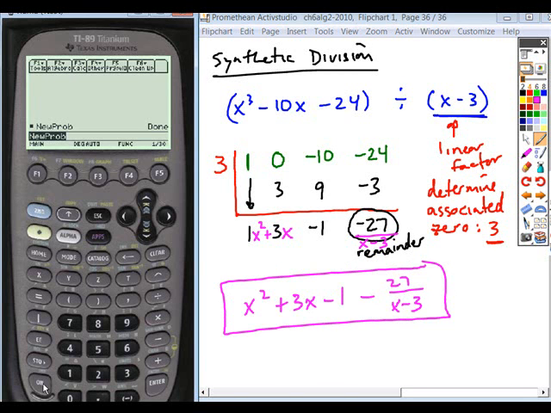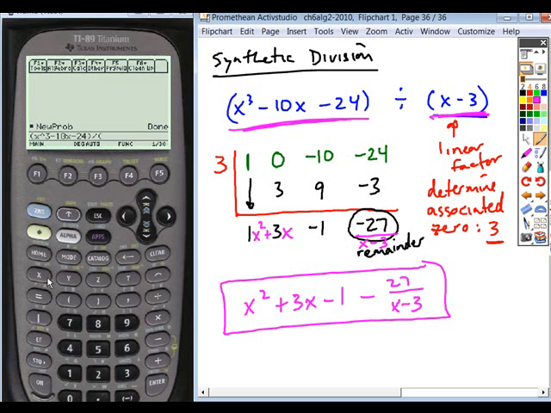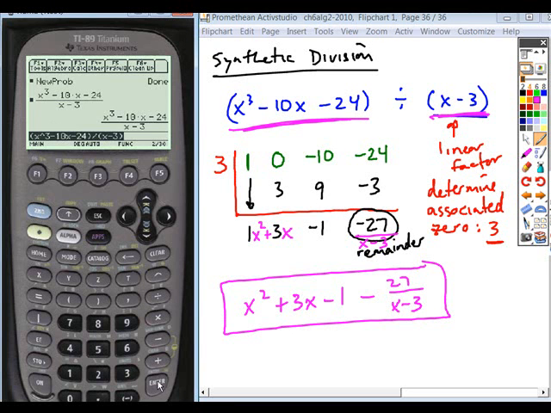Again, we can confirm this by taking our expression. If you're doing this on your computer, you do need to put your entire first polynomial in parentheses. So we get x cubed minus 10x minus 24. We're going to divide that by your second expression, completely inside of parentheses as well. And when you do that, notice what happens. It gives you the fraction form.